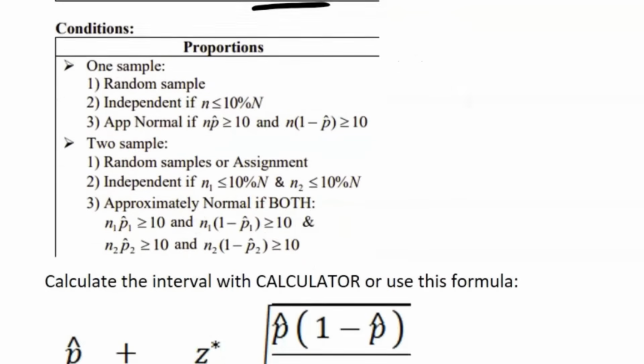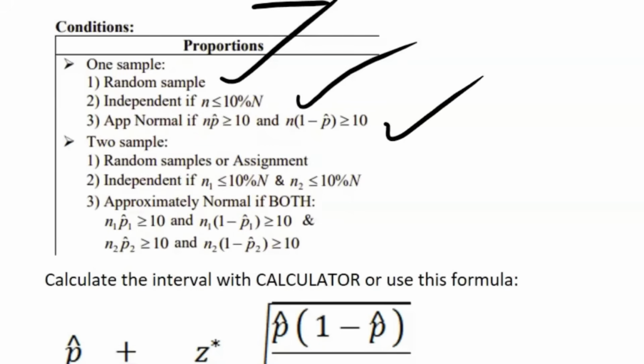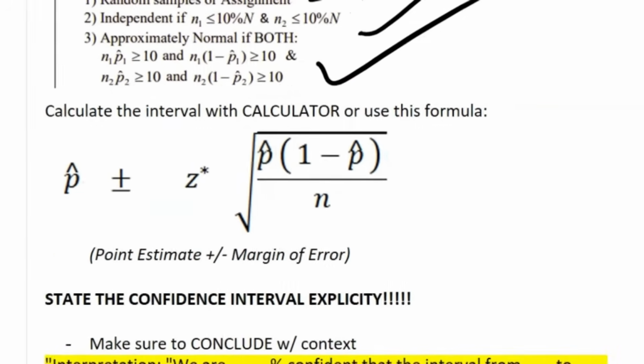Conditions: these we covered in sampling distributions as well, so make sure you really have those down. Your random sample, your independence based on the 10% condition, then your large counts. Everything is the same for a 2 sample, except now you have to do random sample and everything for both of them. You have to check the 10% condition for both of them. It's very annoying, but you gotta do the large counts condition for both of them. So that's just something to keep in mind.